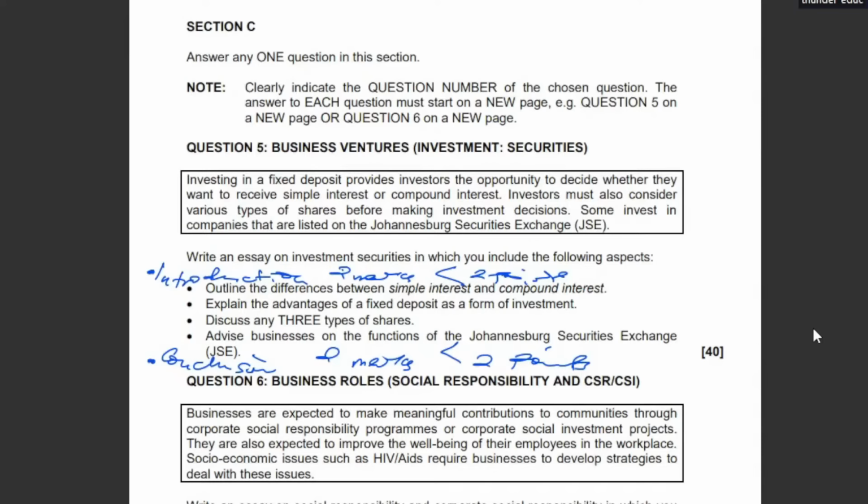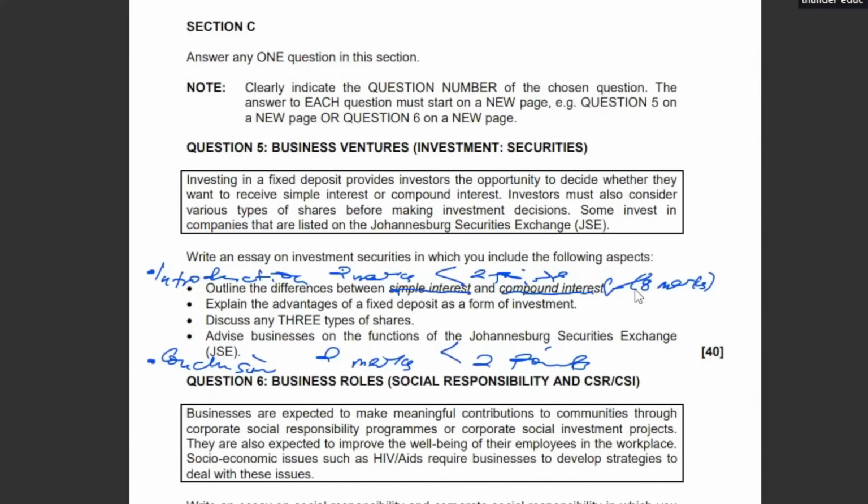Okay, right. So now moving to our body. When we move to our body, we are going to discuss this as a subheading. And this subheading comprises 8 marks. So you write the subheading, you underline it. It says outline the differences between simple interest and compound interest. I'll start with simple interest.